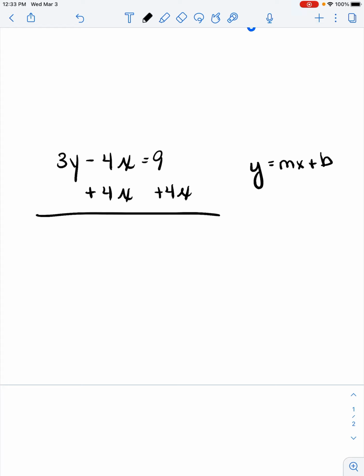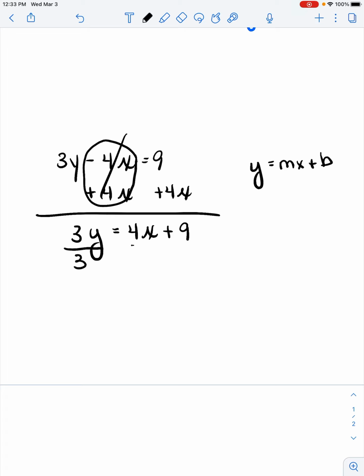And what's going to happen is the x's on this side will cancel out, and we're left with 3y equals 4x plus 9. Well, that's great, but we want y. We don't want 3y. So what are we going to do? We're going to divide both sides by 3. Okay? This becomes 1 whole, and so we have y.